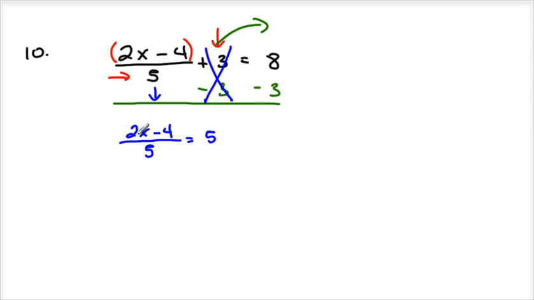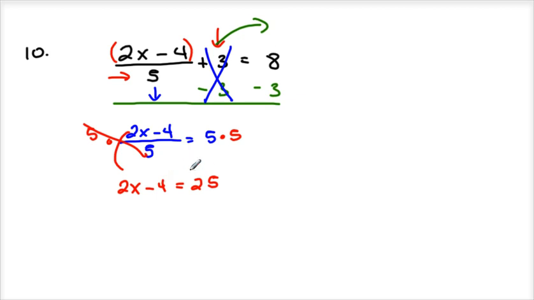Now again, I'm solving for x. So let's get rid of this whole dividing by 5. We could get rid of this fraction by multiplying by 5. We could clear our denominators by multiplying by that common denominator. Multiplying by 5 here again, the 5s simplify, leaving me with just 2x minus 4 equals 25.